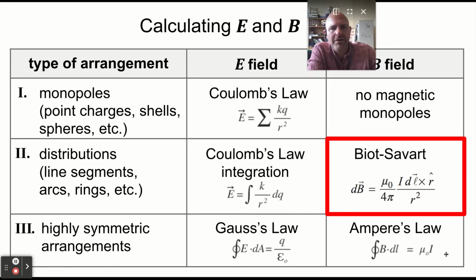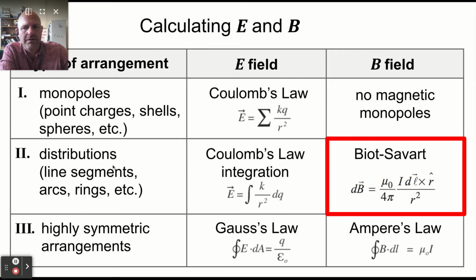When it comes to calculating the magnetic field, the different arrangements, we don't have an equivalent for Coulomb's law here because there's no such thing as a magnetic monopole. You can't have just one positive or negative, north or south pole, unlike with electricity, where you can have a positive or negative charge. But just like the integration form of Coulomb's law, we have Biot, and that's what we're going to be looking at today.